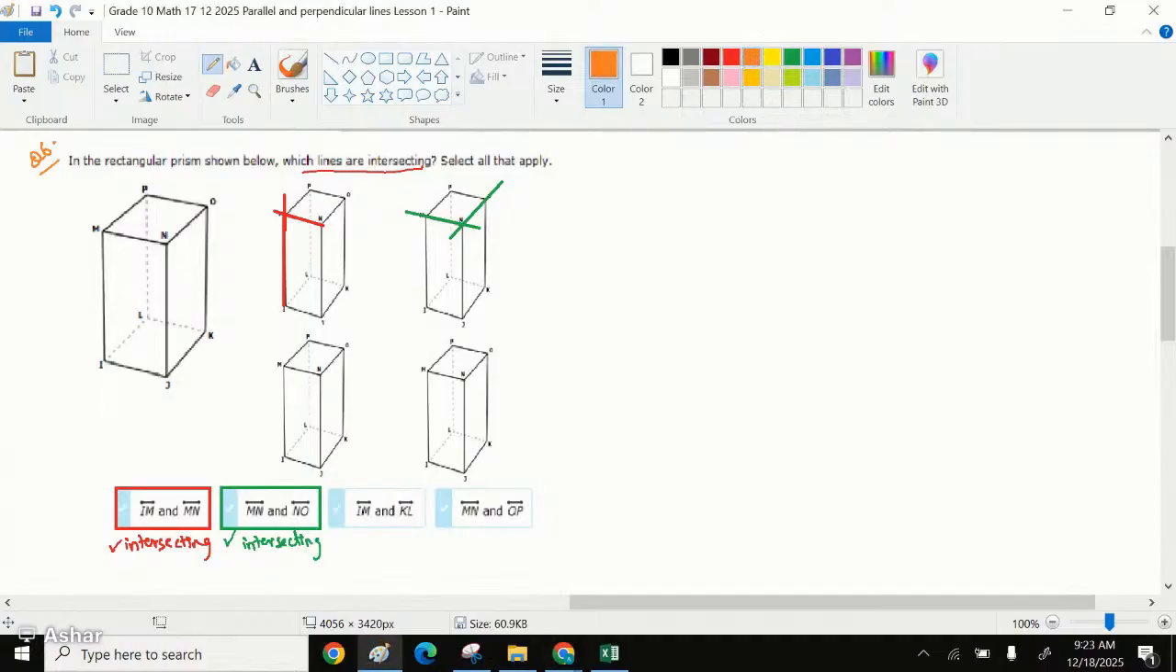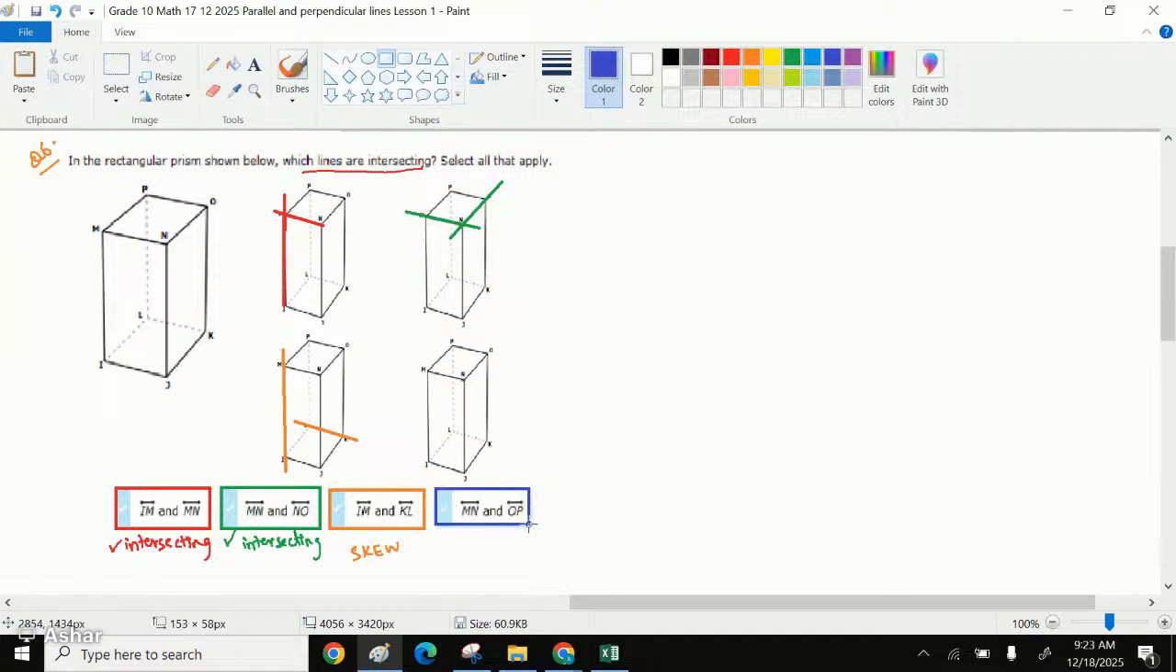IM and KL. Let's find IM. This is IM and this is KL. So they are in two different planes. They are not intersecting, right? These lines are skew lines. So up till now, the answers are the first and the second option. Third is not intersecting. Let's look at the last one.